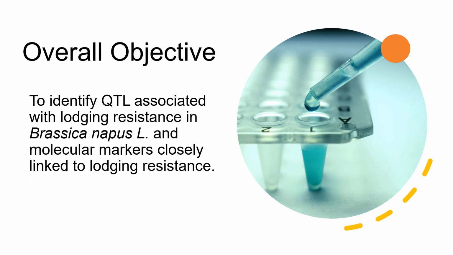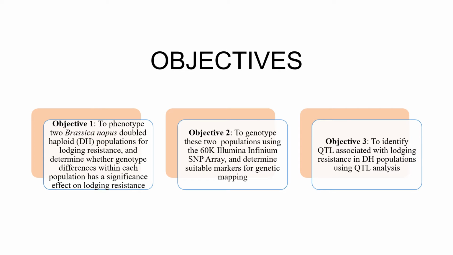So the overall objective is to identify QTL associated with lodging resistance in Brassica napus and molecular markers closely linked to lodging resistance. There are three main objectives I will be focusing on in my research project. Objective number one is to phenotype two Brassica napus double haploid populations for lodging resistance and determine whether genotype differences in each population have a significant effect on lodging resistance.